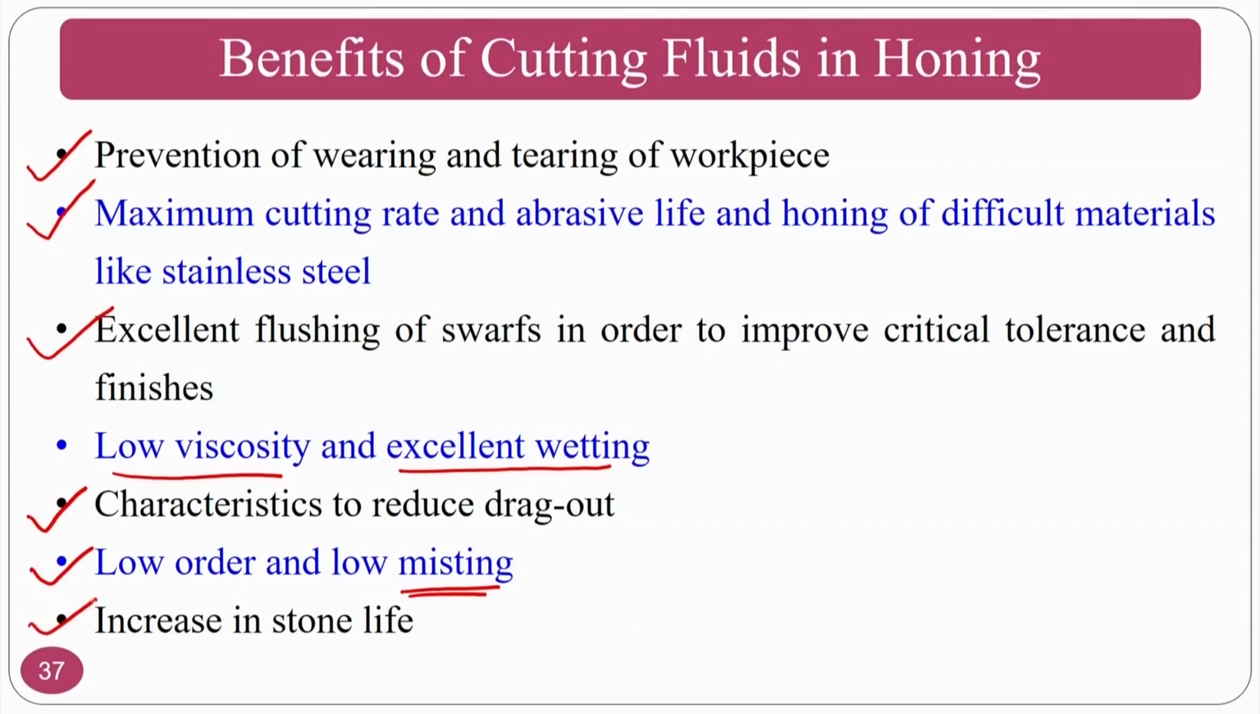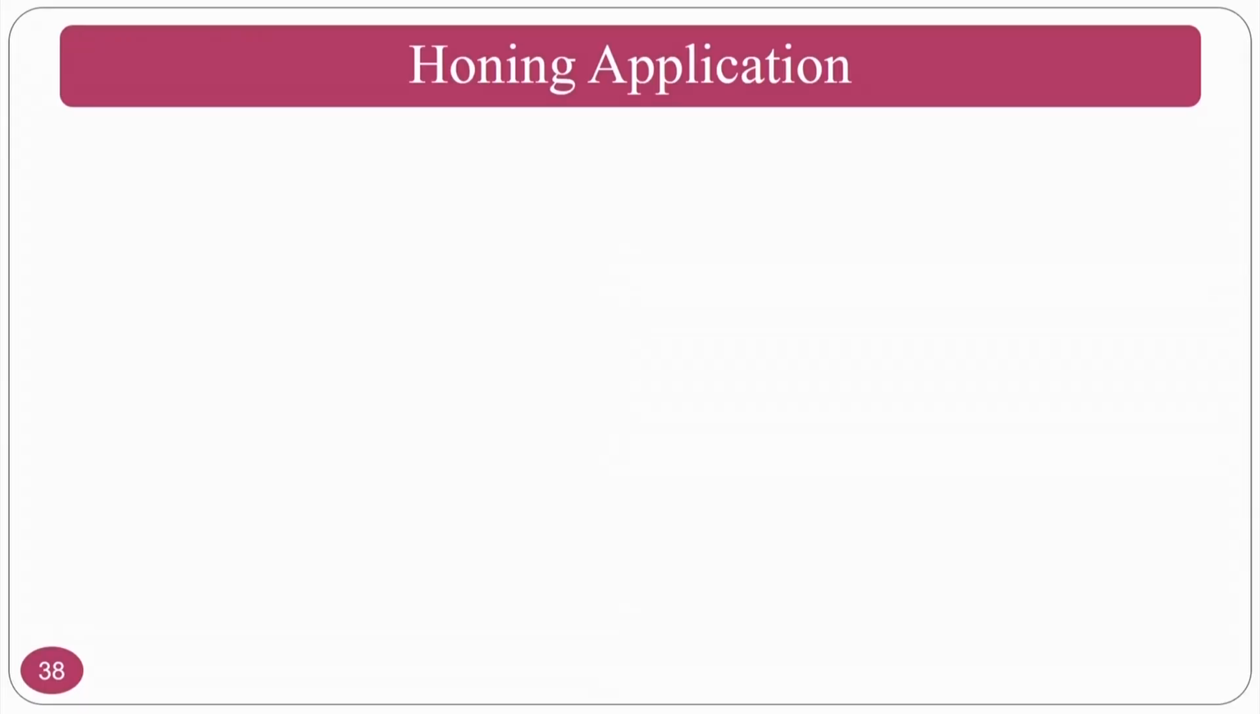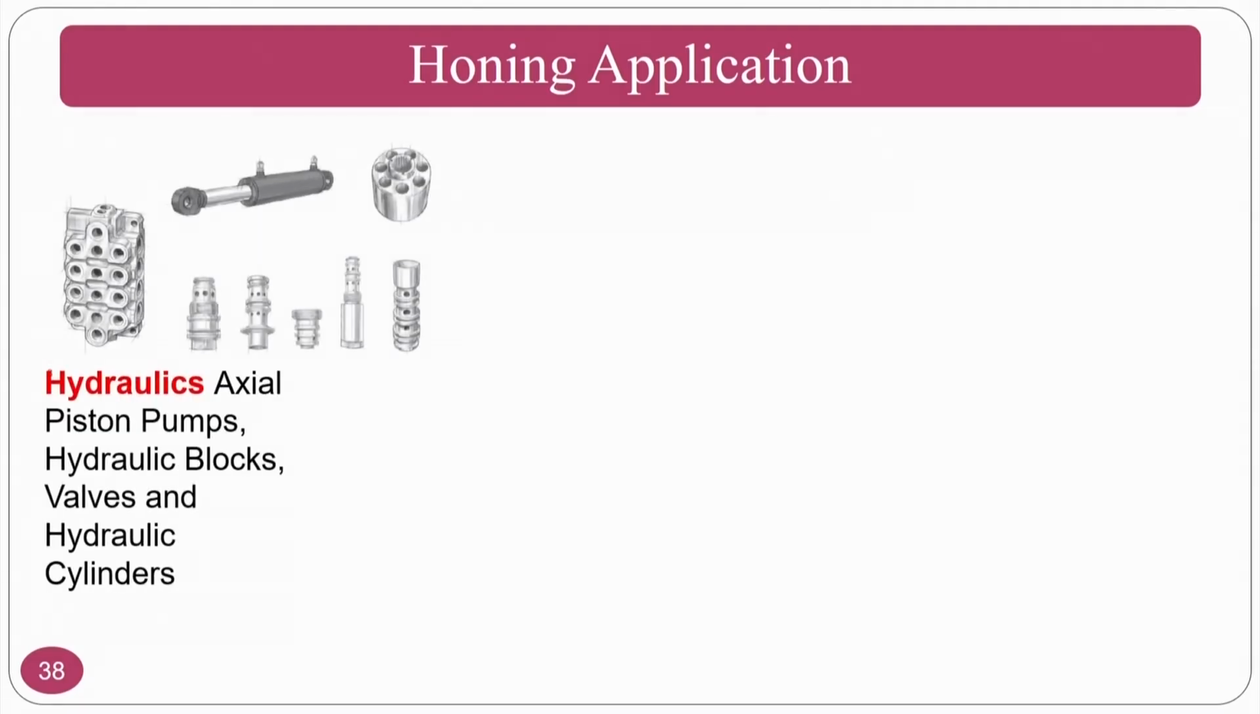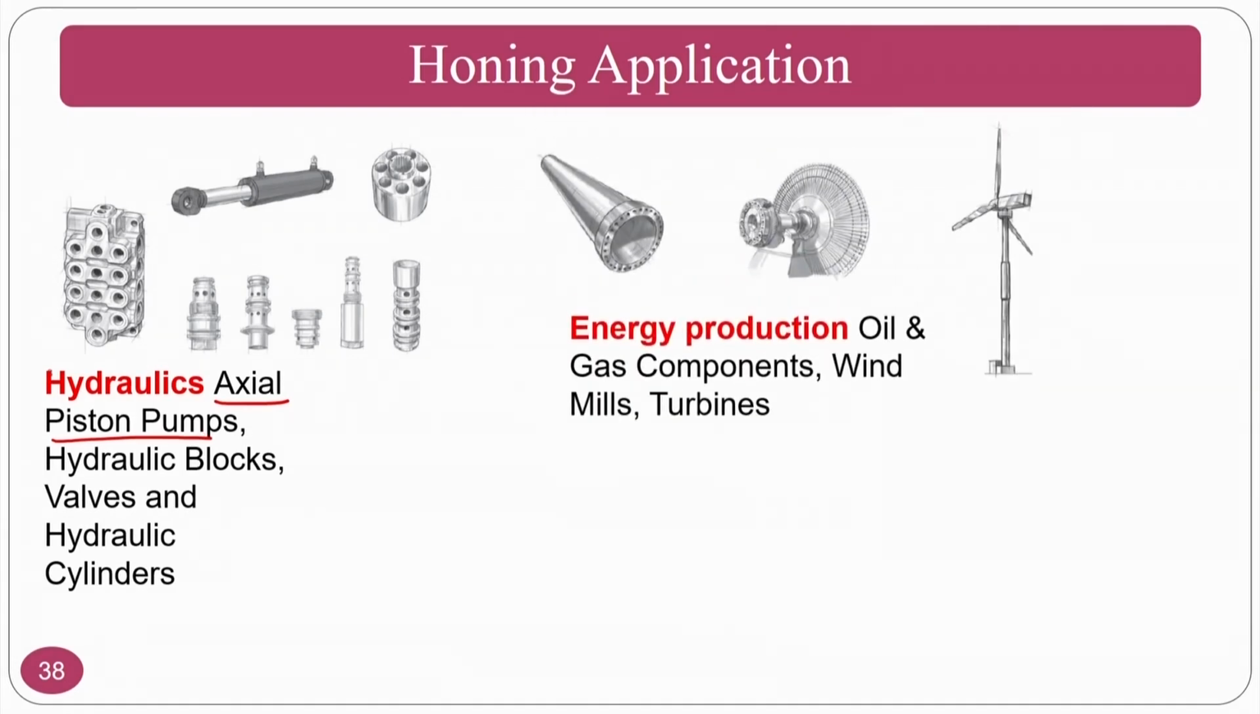The basic fundamental importance of the cutting fluids which are used in a honing process is that they should reduce the tool wear, that means the hone wear, and increase the life. Coming to the honing applications, you see hydraulics like axial pistons, pumps, valves, cylinders and other things, and energy production like windmills, turbines, are used, because very high rotational speed is required, so that there should not be any wear. For that purpose, lubrication plays a major role.